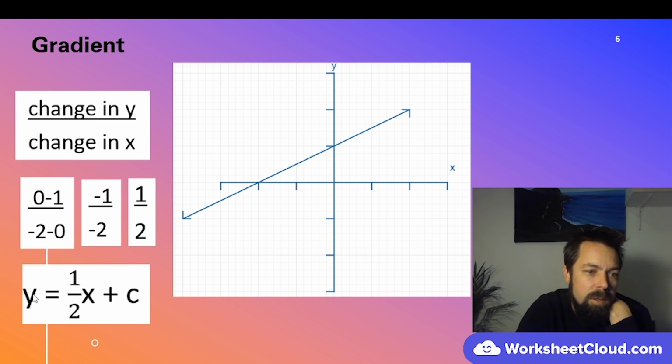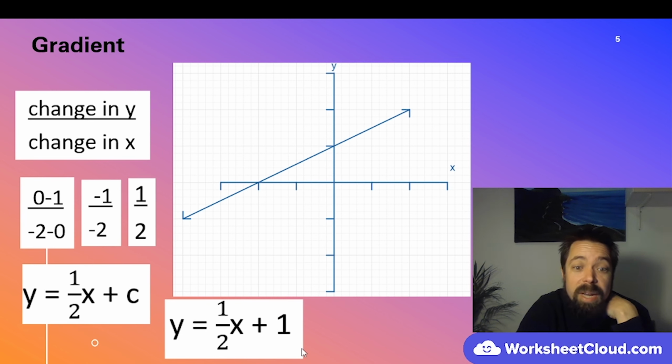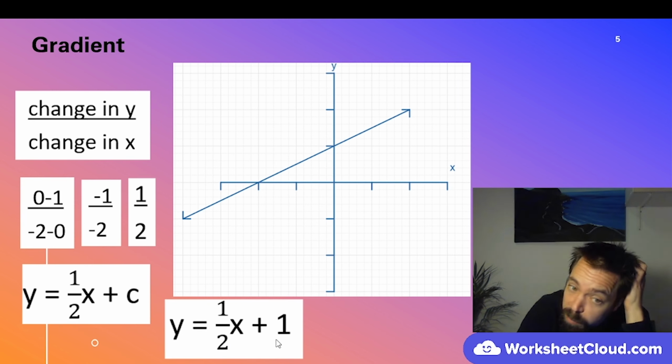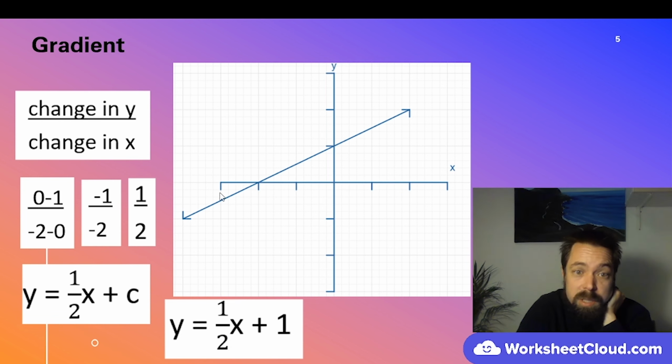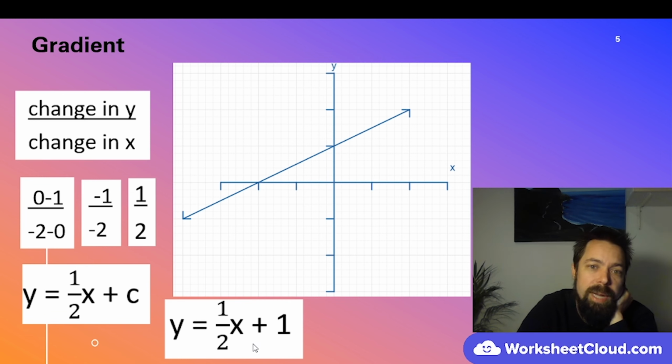So if we said this is 0, a half times 0 is 0, so then we would have y equals c, and that's why we know that where x equals 0, y equals c, it's the y-intercept where it crosses the y-axis. So I can already see that it crosses the y-axis at 1. So the formula for this straight line graph is y equals a half x plus 1. And that's how we write it. So there we've gone from a graph to a formula for a graph.